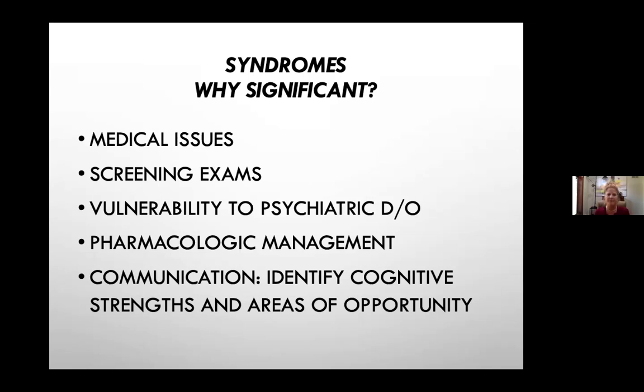But I like to look at these as vehicles and information that allow us to communicate more effectively with patients with ID, which is something I'm really interested in. So they're significant for many reasons. If I know that someone has a specific syndrome and I know the common medical conditions associated with that syndrome, then I will be more effective as a clinician in screening for those. I may have an expanded lab panel, for example. I may know that this individual will be more vulnerable to specific psychiatric disorders, and it will often influence my pharmacologic management or my prescribing practices with that individual. So when we're talking about communication, of course, we want to know those cognitive strengths and areas of opportunity. That can be incredibly helpful to us.